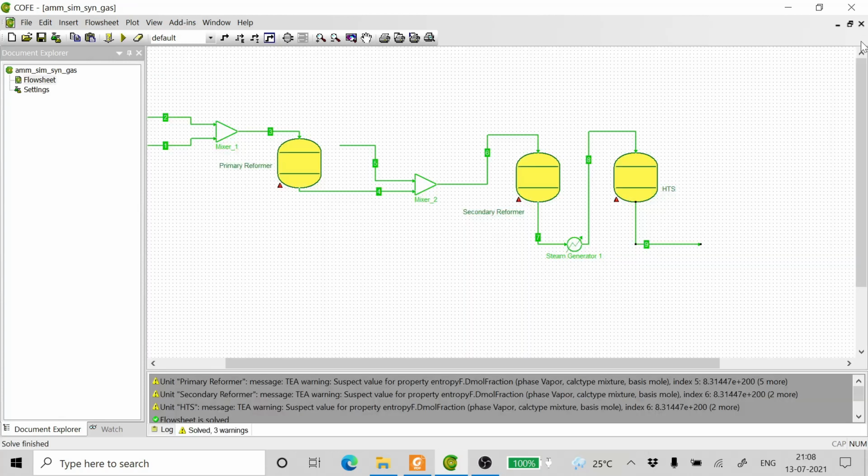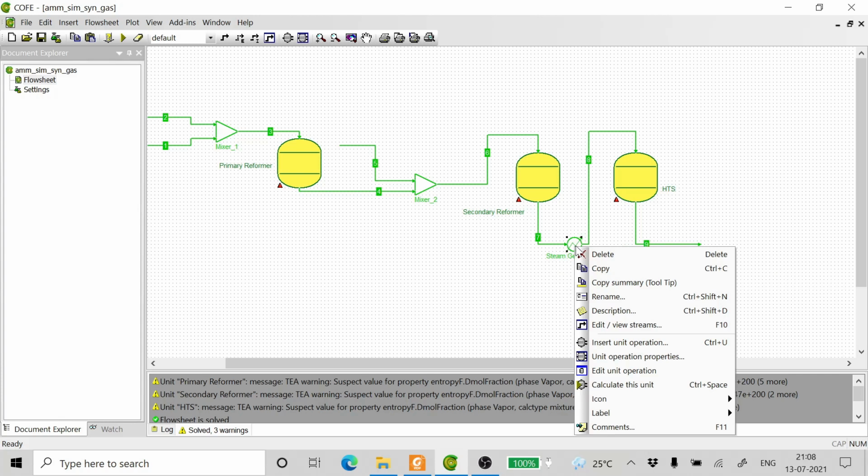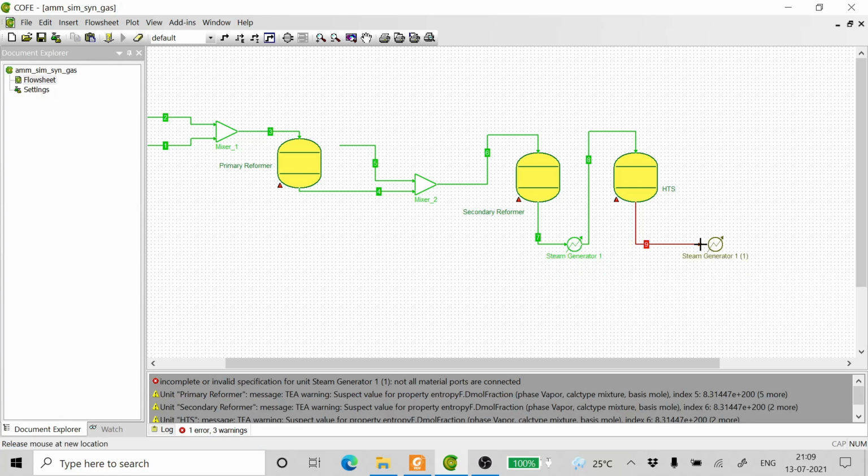So we add another shift reactor, which is the low temperature shift reactor. First, we have to cool down the stream. We copy the exchanger for this. Place it here. Rename this as steam generator 2. Connect its outlet stream.